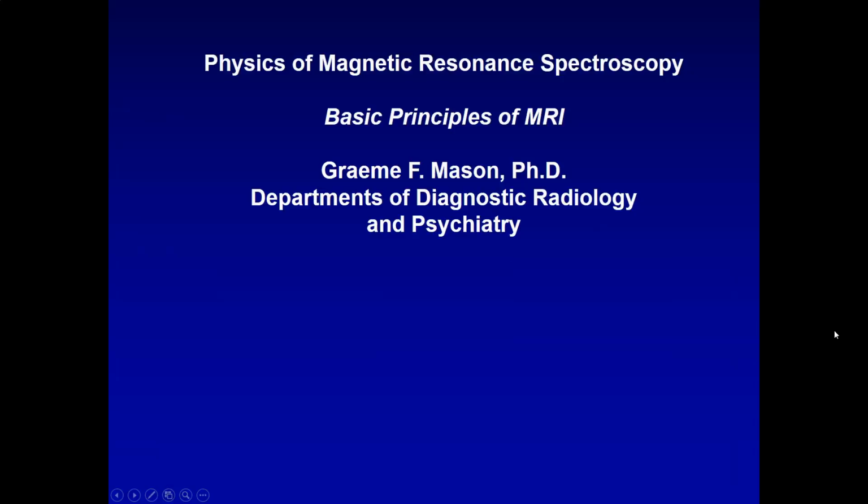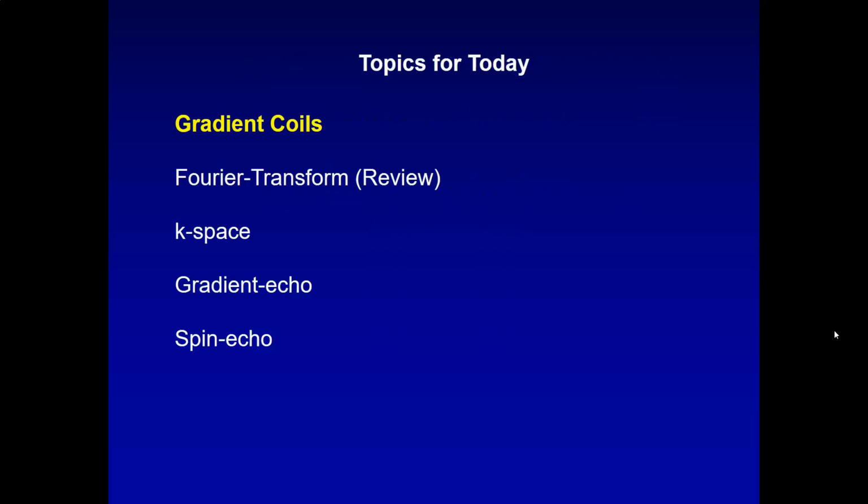Welcome to the MR Physics class, lecture on basic principles of magnetic resonance imaging. We'll cover a variety of topics today. We'll begin with a discussion of gradient coils, which allow us to localize MR signals.